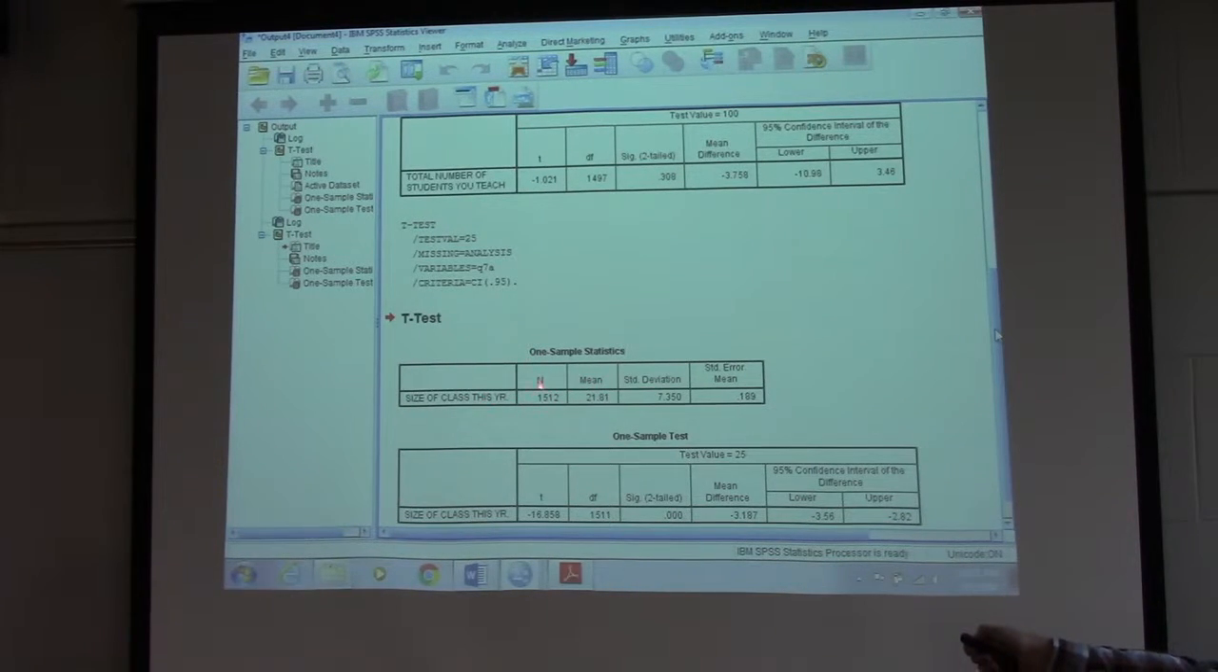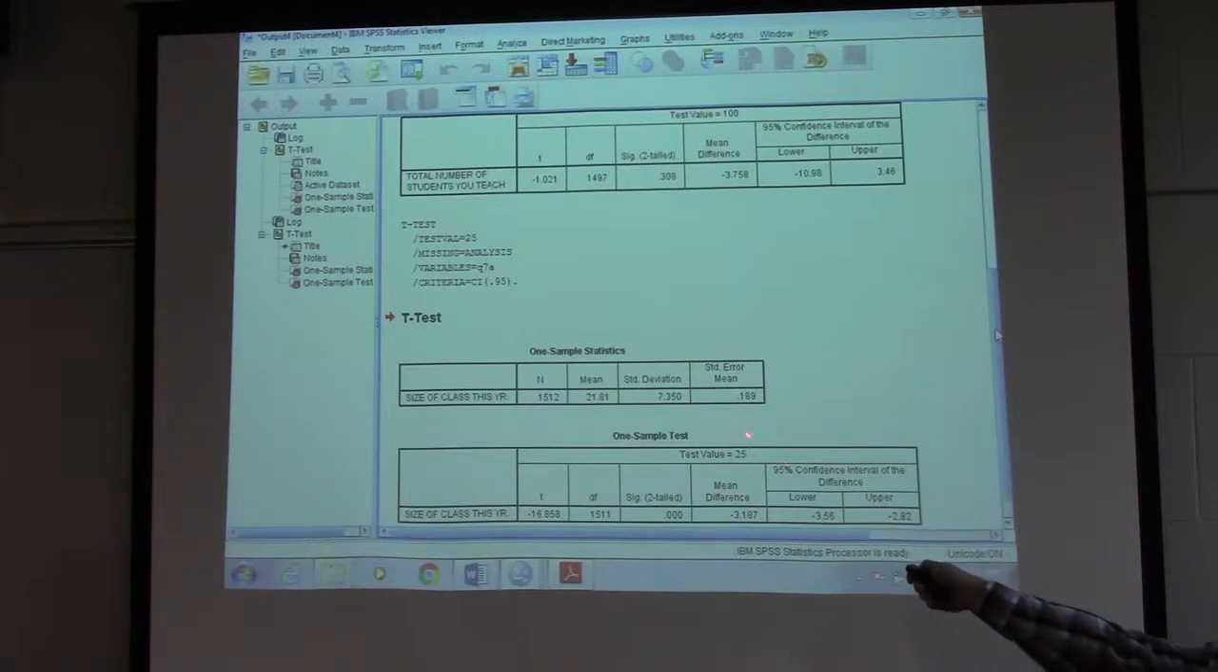1,512 teachers in these 5 districts answered the question, what's your average class size? And it's 21.8 with a standard deviation of 7.35. So I go down to my actual one sample test. I see the test value of 25:1 students. I see that the mean was 21.8 from my sample. So 21.8 minus 25 gives me a mean difference of negative 3.187.